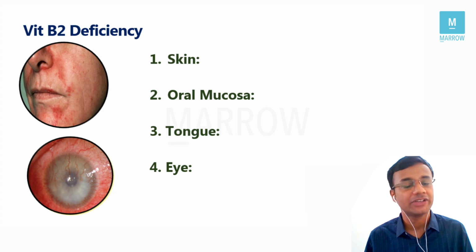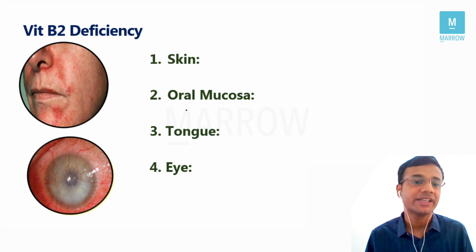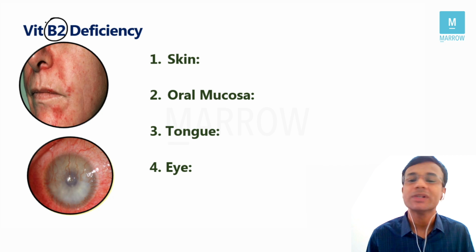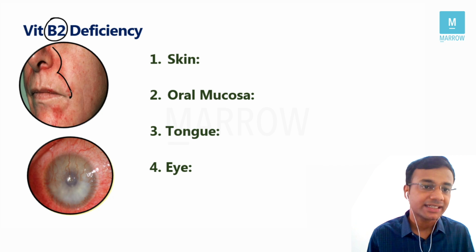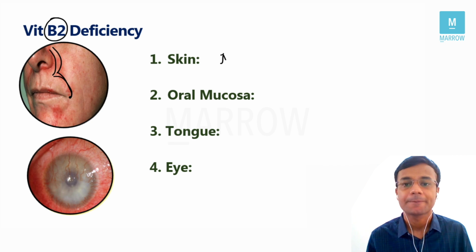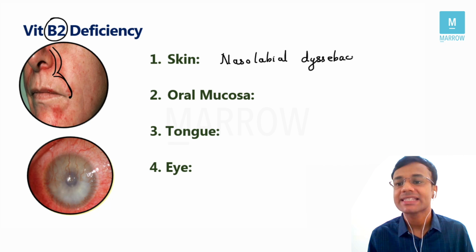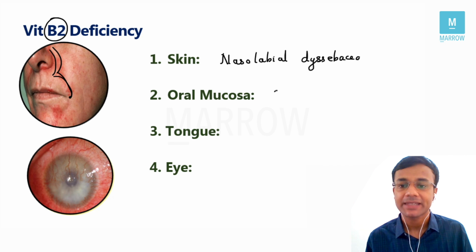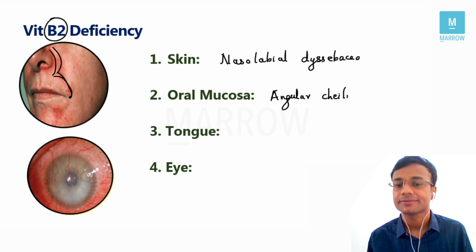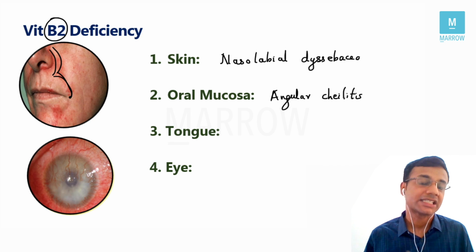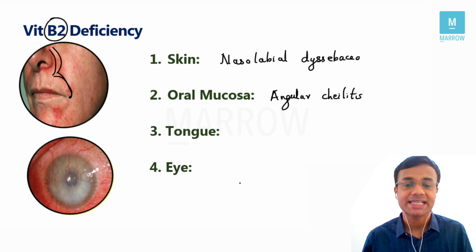Another important vitamin deficiency which you need to remember is riboflavin deficiency, and we know that B2 is riboflavin, and what you see here is the nasolabial dyssebacia. So point number one, you get nasolabial dyssebacia, that is abnormal sebaceous gland activity in the nasolabial fold. In the oral cavity you can get angular cheilitis and glossitis. Angular cheilitis. The tongue which shows inflammation, which is called glossitis, has a special name. This is called as magenta color tongue.